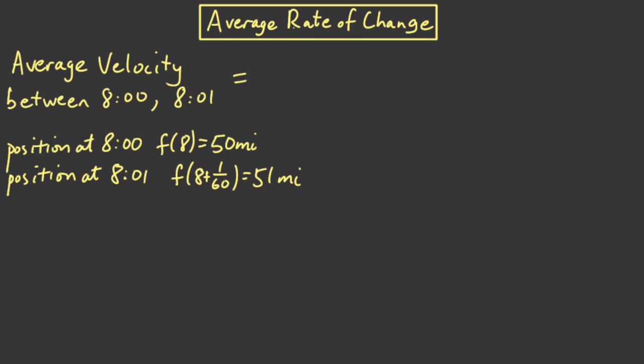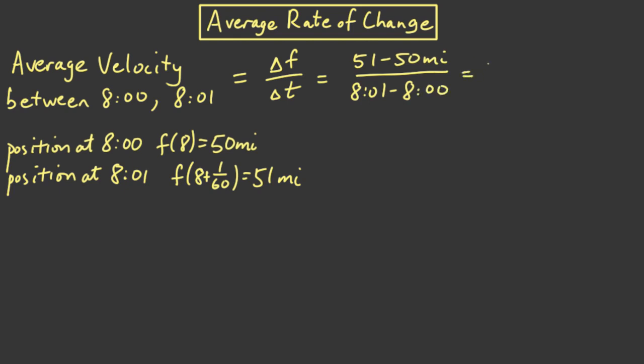So you need delta f, the change in position, divided by delta t, the change in time. And if you did that, then on the top you get 51 minus 50 miles. And on the bottom we have the difference in time between 8:01 and 8 o'clock. And so we get 1 mile divided by 1 minute, or 1 mile per minute.